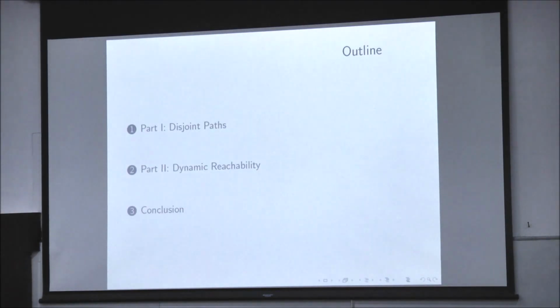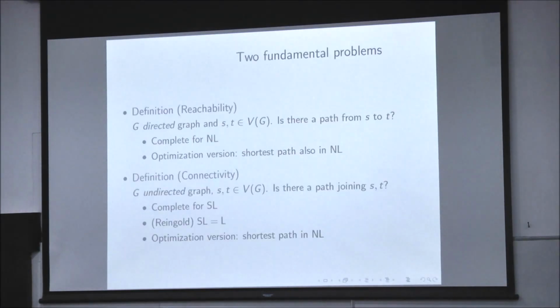consists of dynamic reachability. So for this, I will need to go back to the first slide that I had, which is reachability versus connectivity. And now we are going to talk about reachability in directed graphs. So first, let me say a few words about the model of computation we are going to talk about.